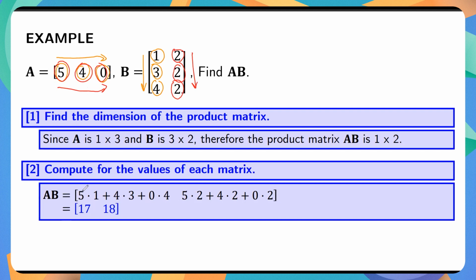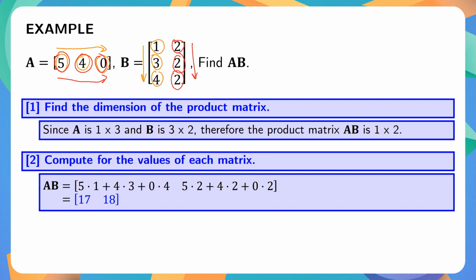Given that, that would give us the item over here. So AB is equal to 5 times 1 plus 4 times 3 plus 0 times 4. And then the second element is 5 times 2 plus 4 times 2 plus 0 times 2, which simplified gives you 17, 18.